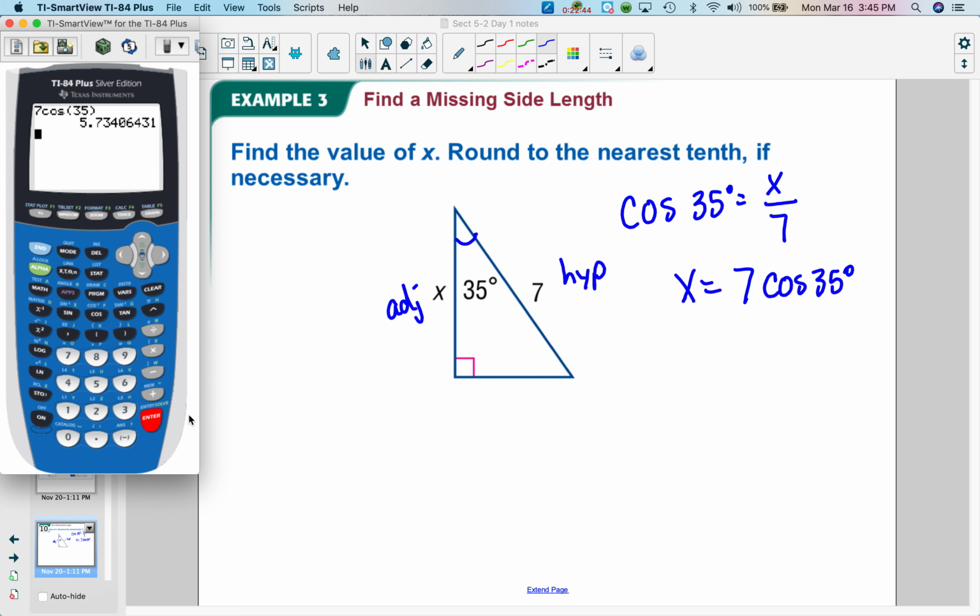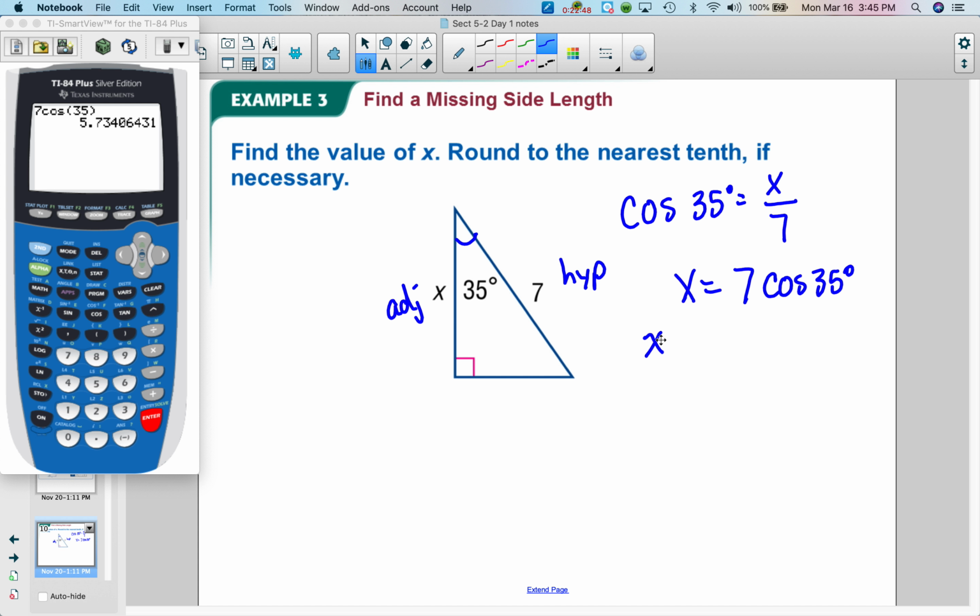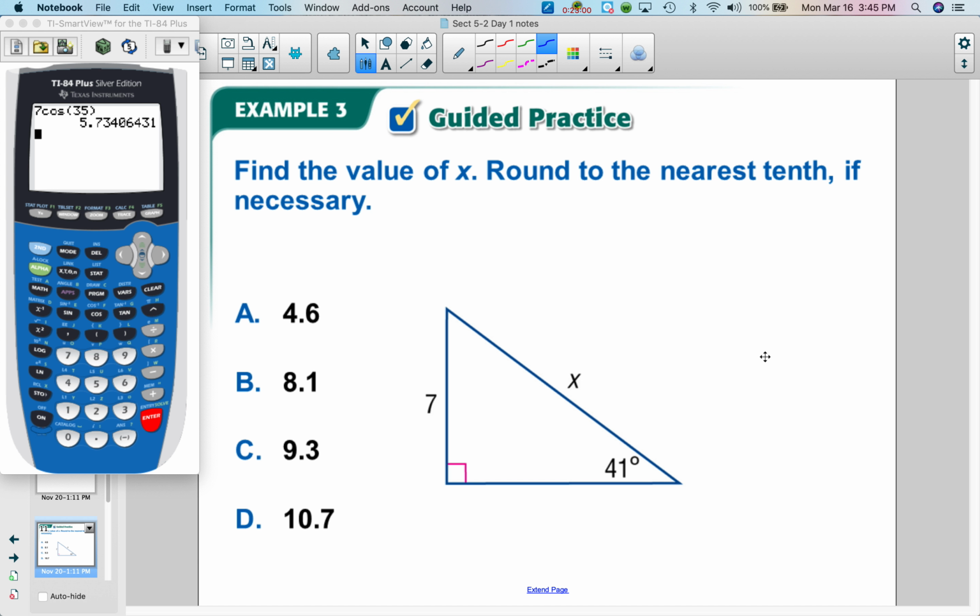And when you check that value, you get x is approximately, it says round to the nearest tenth if necessary, so we get 5.7. We don't have any units. If we did, we would put them. Okay, so there is that problem. And you are going to go ahead and try this one. So go ahead and pause it and give this one a try.